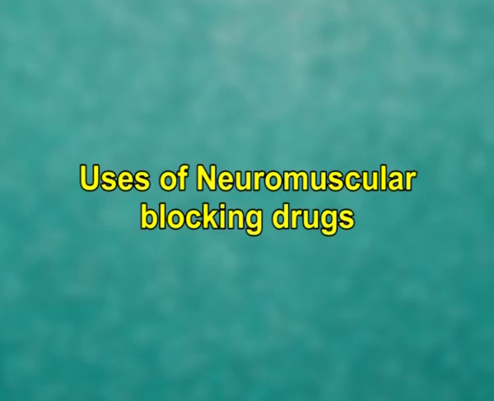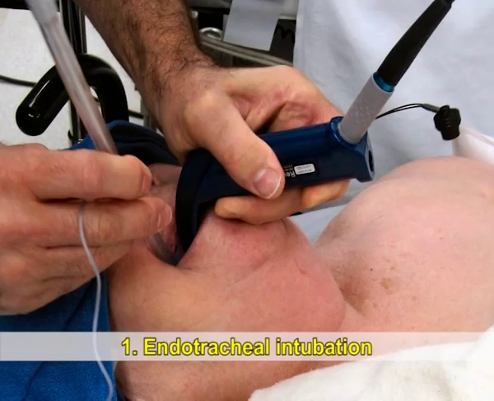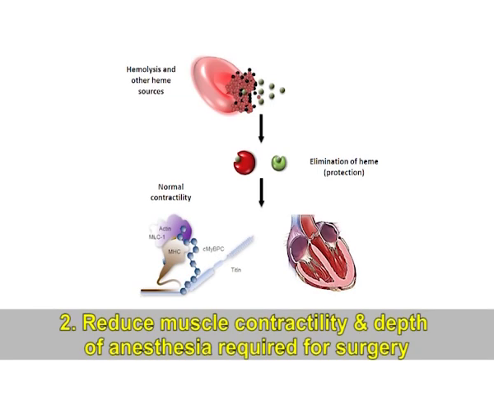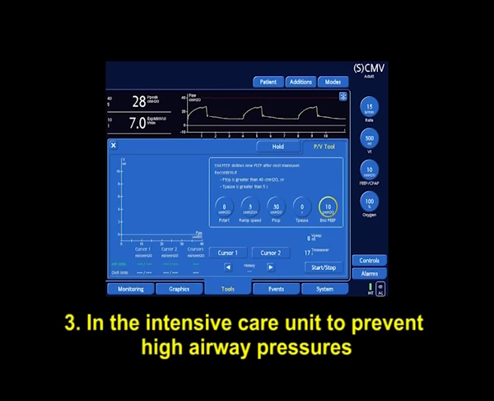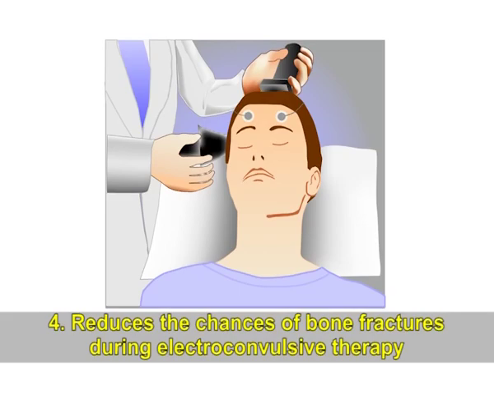Now, uses of neuromuscular blocking drugs. First one is endotracheal intubation. Second, reduce muscle contractility and depth of anesthesia required for surgery. Third, in the intensive care unit to prevent high airway pressures, decrease oxygen consumption and abolish muscle rigidity in patients on mechanical ventilation. Last is reduces the chances of bone fractures during electroconvulsive therapy.